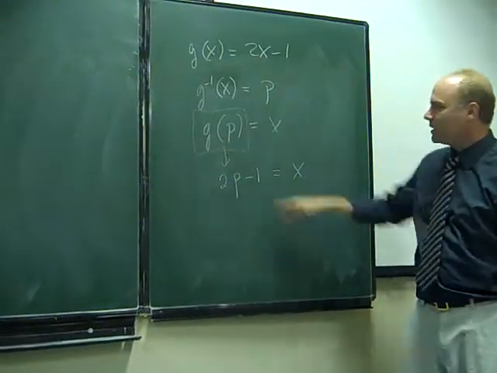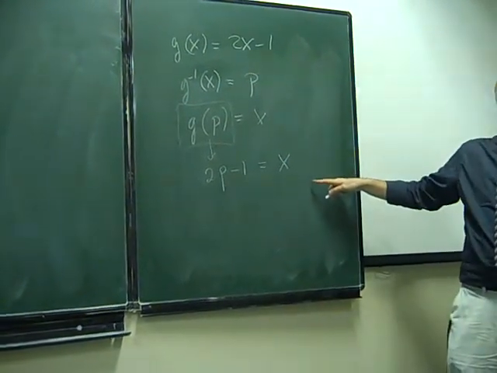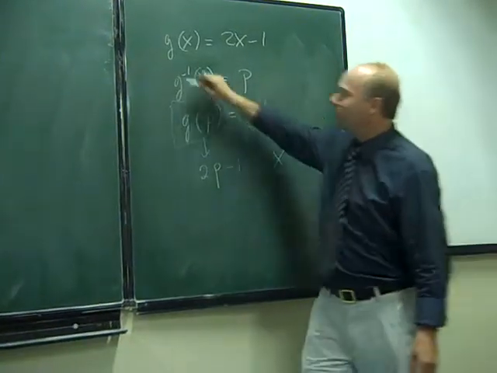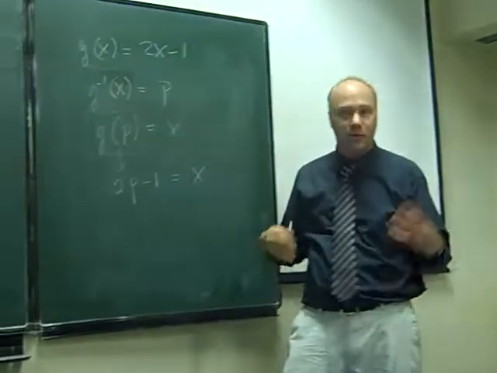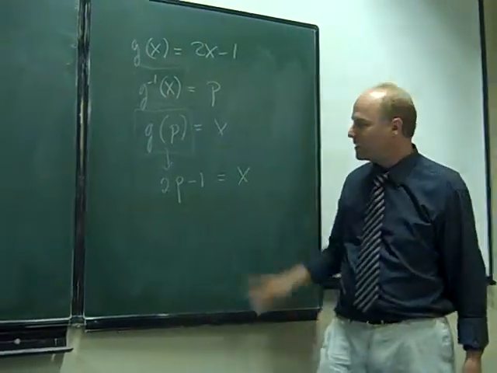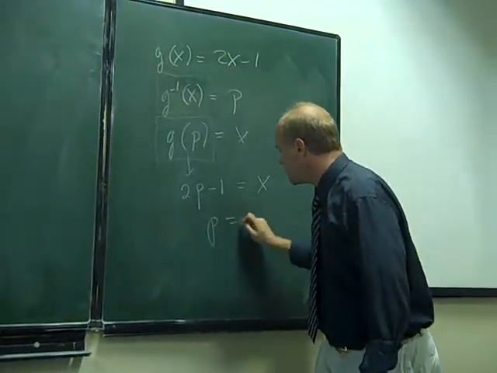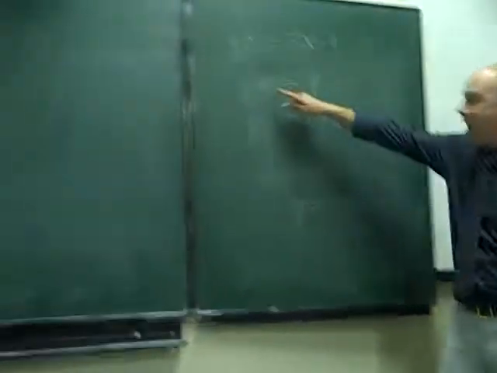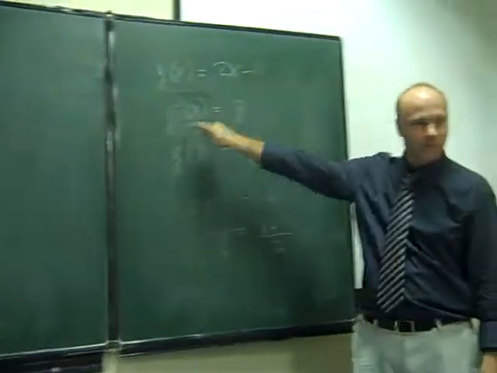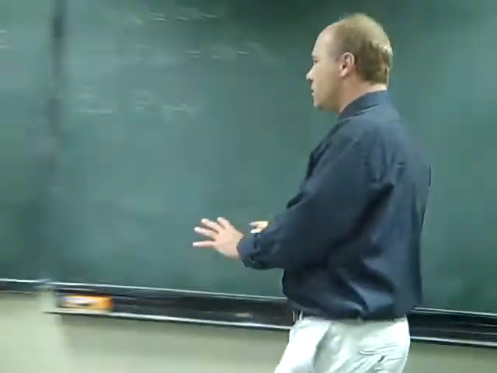Okay, so this is 2p minus 1. That's equal to x. Now, solve for p. Why do we want to solve for p? P is G inverse. And that's what we want. So solving for p means we are finding G inverse. Solve for p. P is x plus 1 over 2. Okay, we have p, we have G inverse. Okay? Now we come back over here.